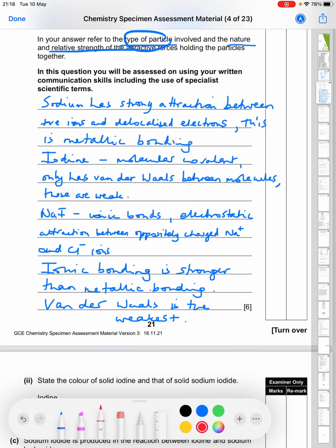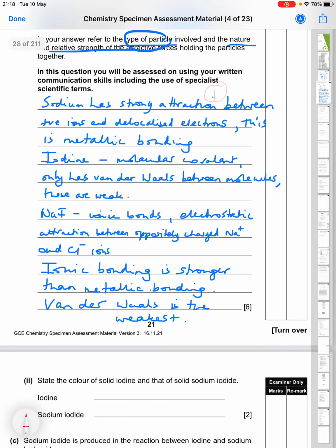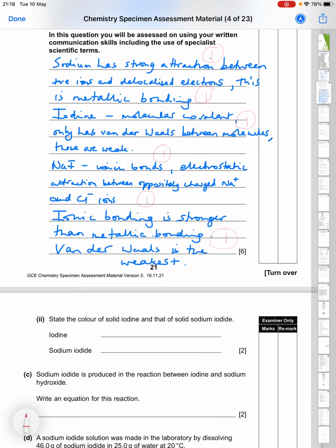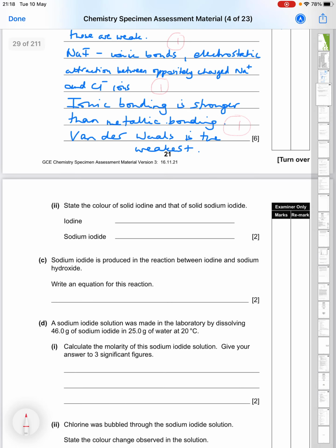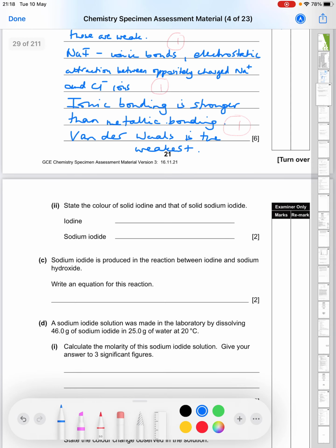So let me just look at the mark scheme here. Yeah. So 1 mark for talking about the ions and delocalized electrons, 1 for metallic bonding, 1 for the weak bonding with the van der Waals here, 1 for the ionic bonds and the electrostatic attraction between the oppositely charged ions, and then 1, yes, for giving the order of the strength.